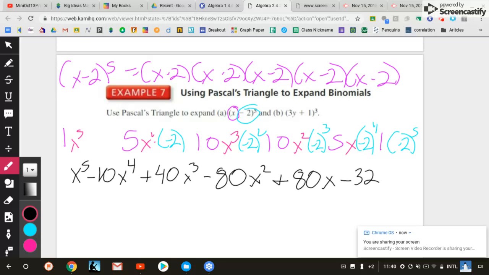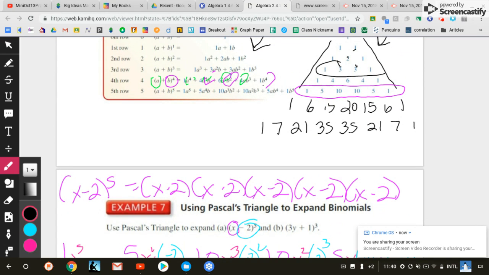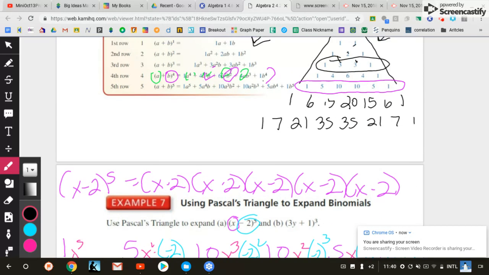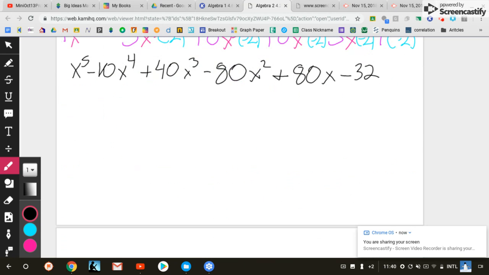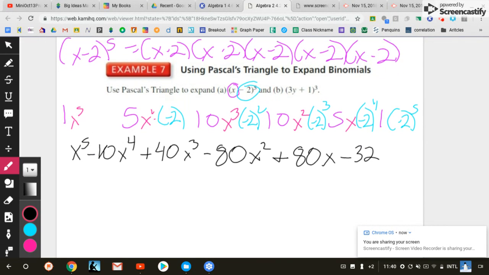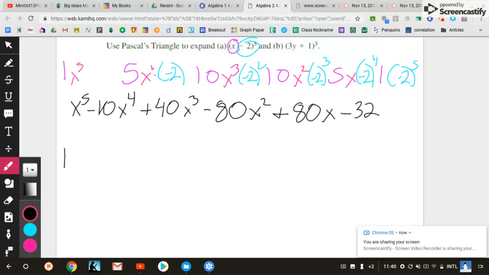Now let's talk about doing part B, which is to the third power. So go back up to Pascal's triangle. Take a note of the third row. The coefficients are 1, 3, 3, and 1. So moving down here, went too far. So I need to do 1, 3, 3, and 1.